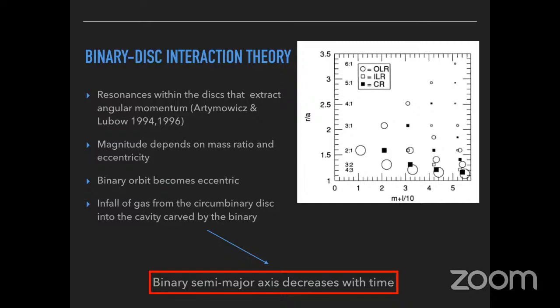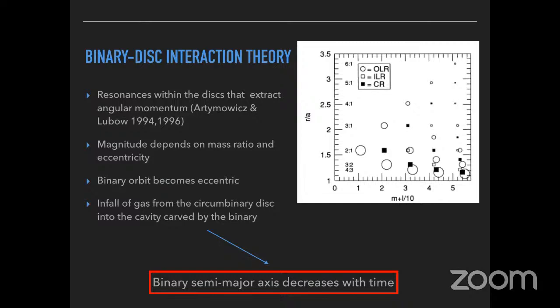So here we have a very old plot showing the radius of these resonances that remove angular momentum. And this was proven to be roughly correct through very early numerical simulations by Artymowicz and Lubow in the 90s. The magnitude of these resonances depends on the mass ratio of the binary and its eccentricity. The binary orbit, even if it starts circular, can become eccentric as a result of this interaction.